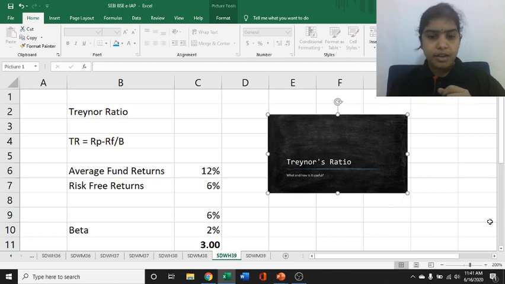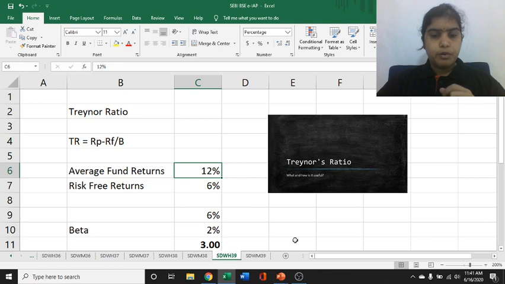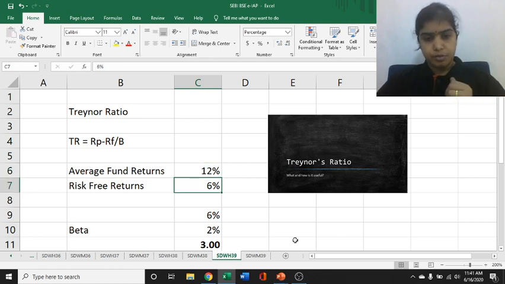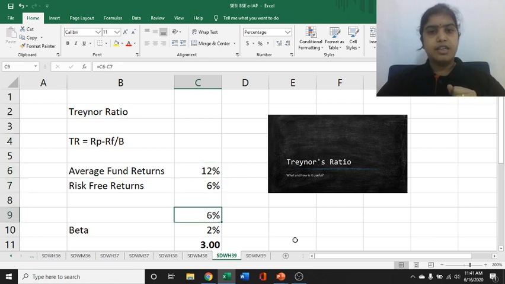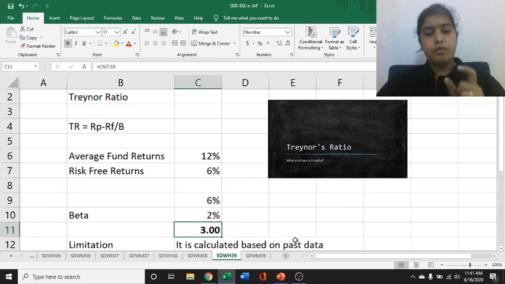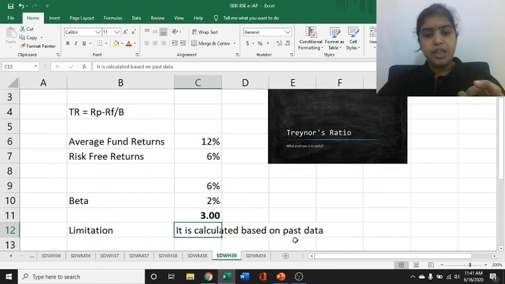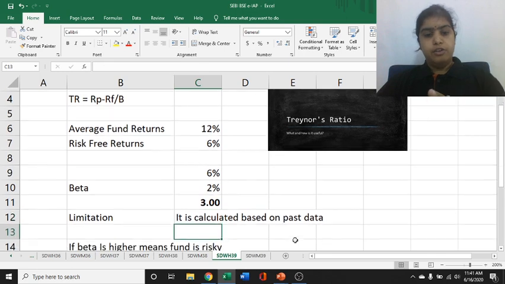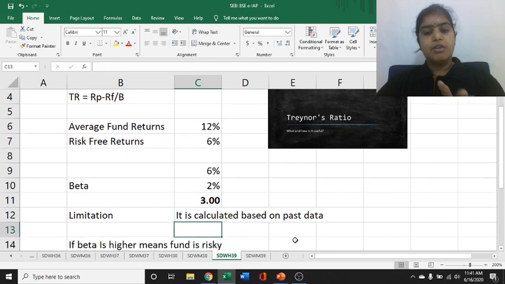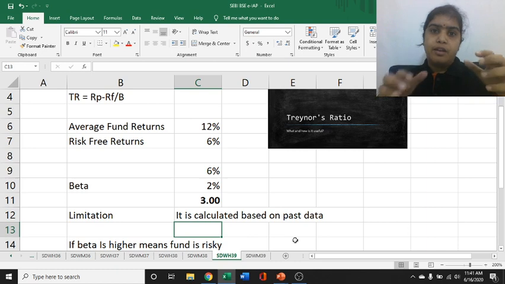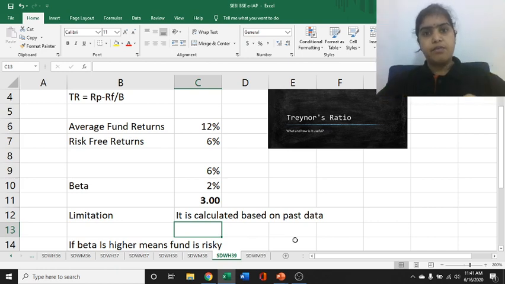Here we have taken the example that the average return of a portfolio is say 12%, risk-free return is 6%, 12 minus 6 is 6, and if beta is 2, then for 1 unit of risk your portfolio has given 3 units of extra return in the past duration of time. It doesn't mean that it will perform in the same way. So the main limitation is that it is calculated based on past data. Whenever we are studying, we always consider the past returns or past performance of the fund only, but it is not sure that it will perform in the same way in the future.